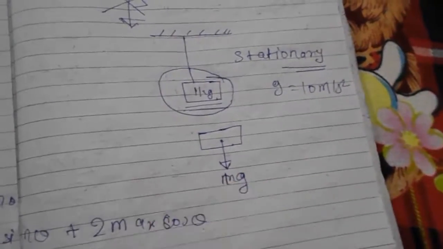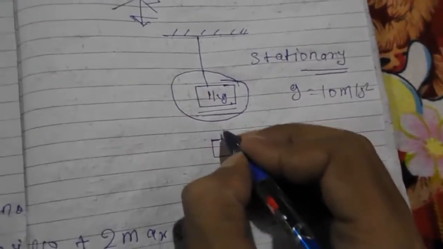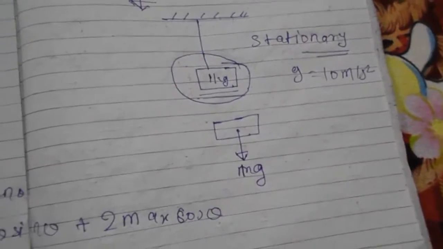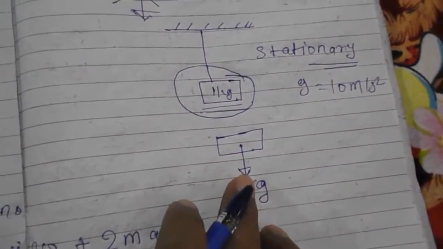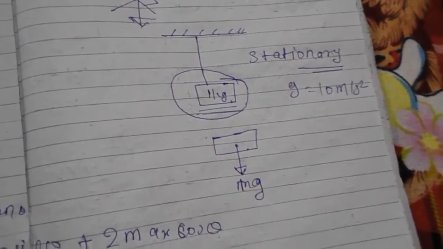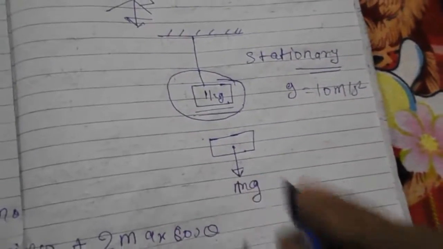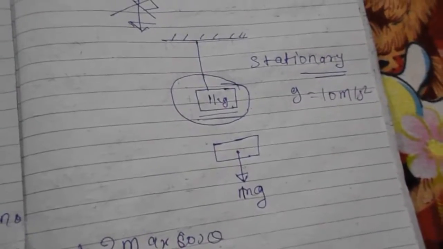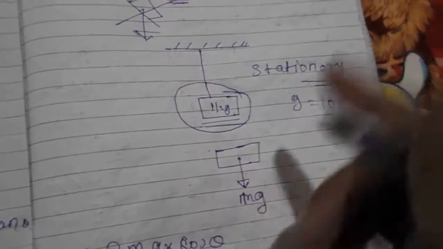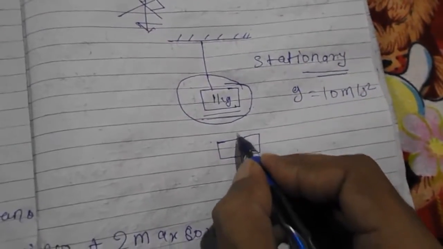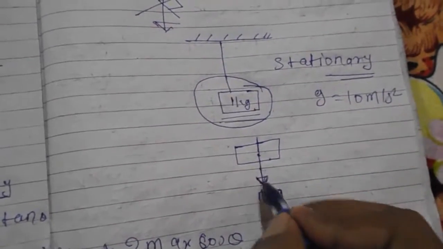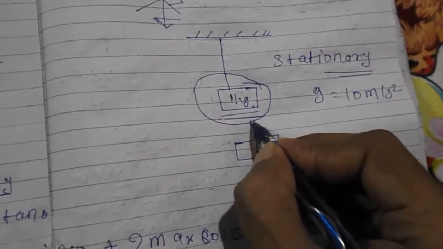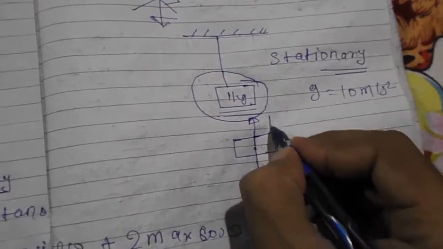To keep its acceleration 0, there must be a force in the upward direction, along the mg and opposite to mg. This line is along mg, the direction of mg, so this force is just opposite to it.